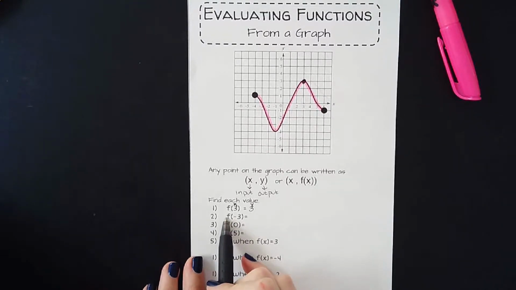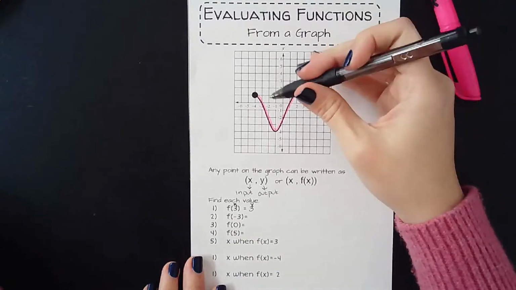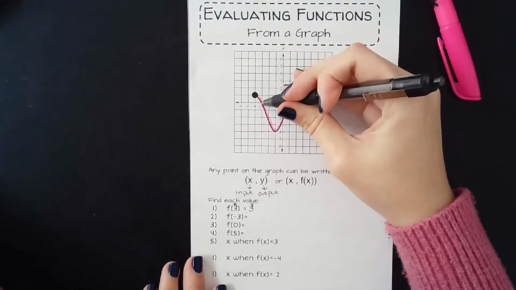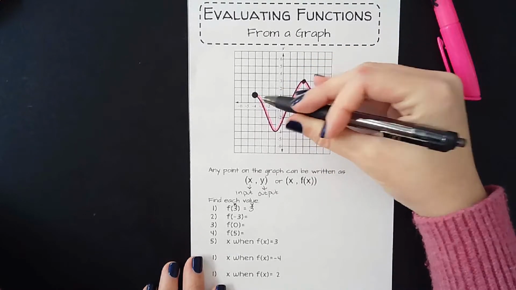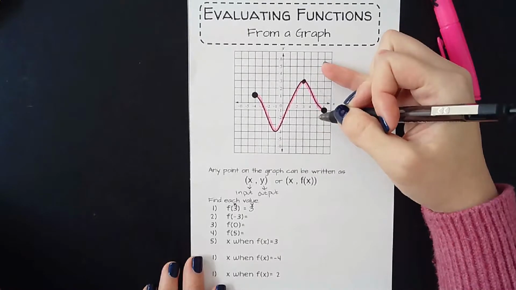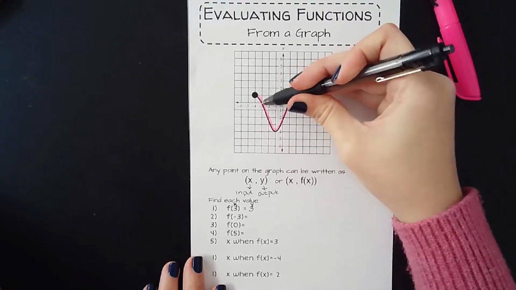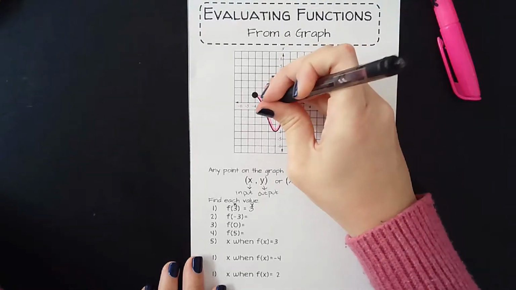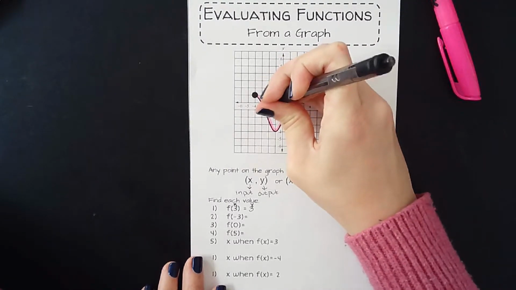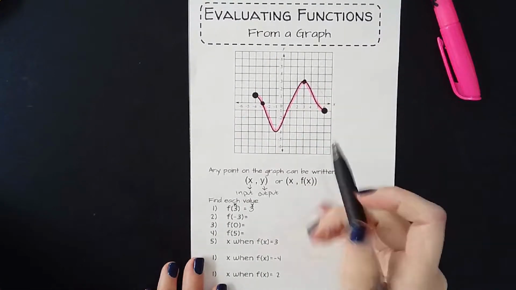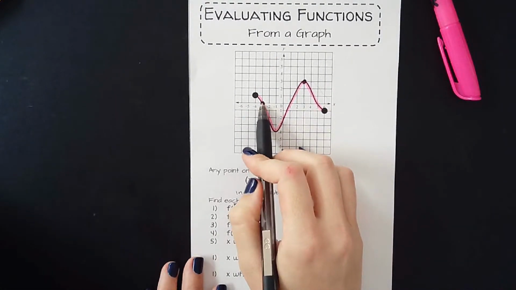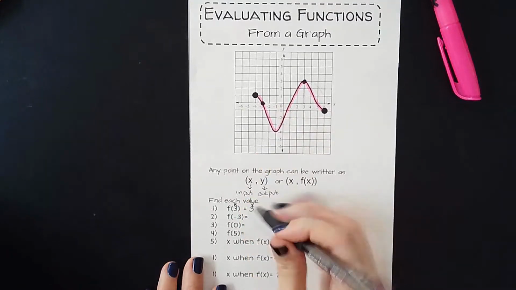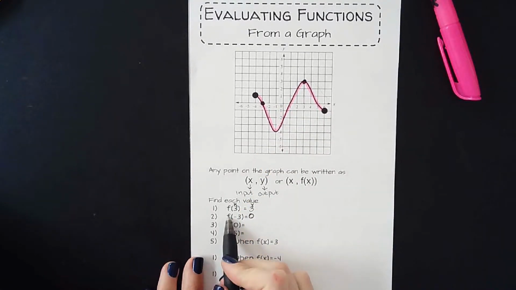For the next one, we are finding f of negative 3. So on my graph, I'm going to go where x is negative 3. And I'm trying to evaluate my pink function here. So where x is negative 3, I don't have to go up or down at all to hit that function. I have a point on that pink line right here. So when my x value is negative 3, my y value is 0. So f of negative 3 equals 0.